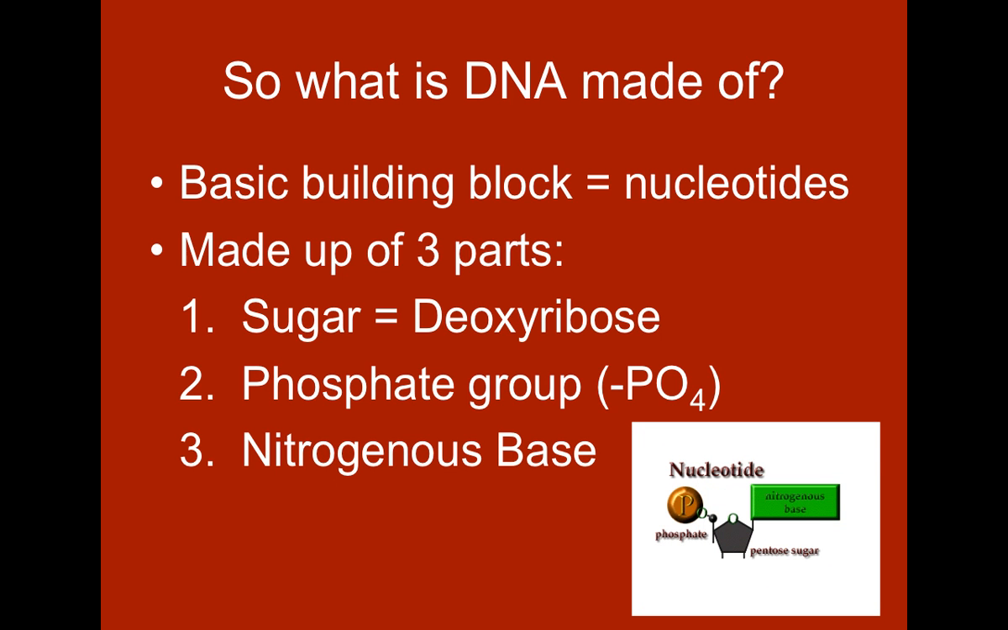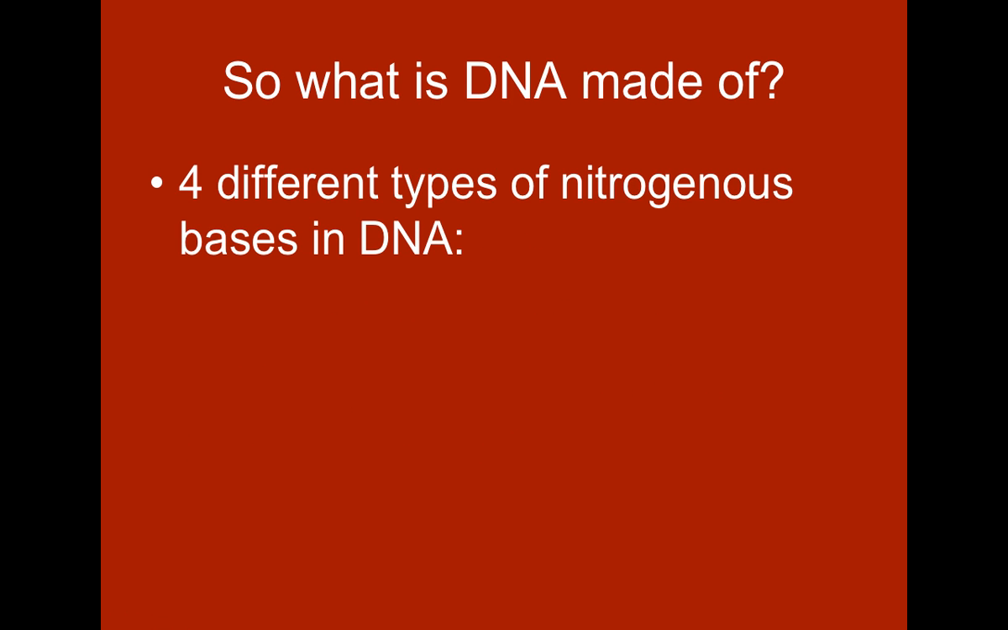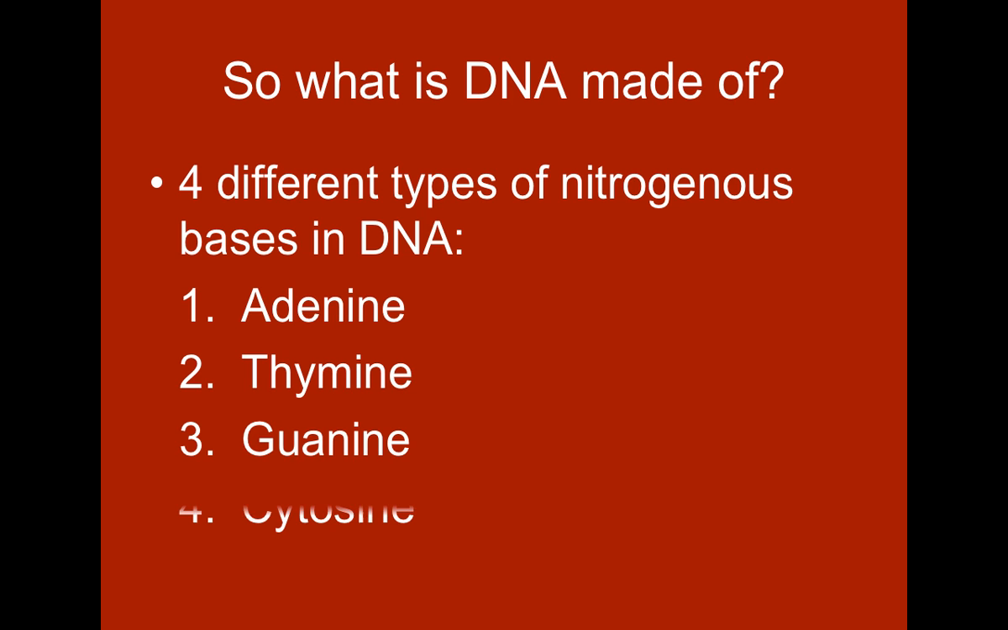So this is kind of like a simplified version of what this looks like. We've got the sugar here, and that little circle there is actually an oxygen. Then we have the phosphate and the nitrogenous base. So how we actually identify what nucleotide we have is based on this nitrogenous base. The phosphate and the pentose sugar, the deoxyribose, are always the same. It's the nitrogenous base that is different. So in DNA we have four different nitrogenous bases: adenine, thymine, guanine, and cytosine.